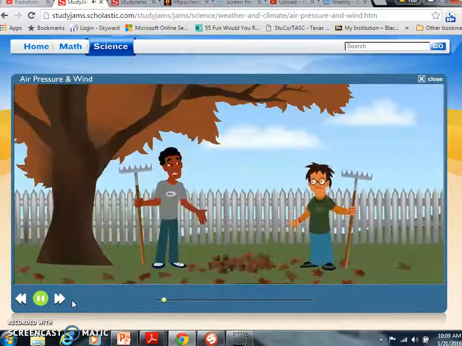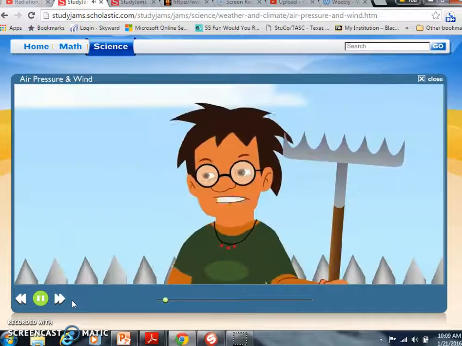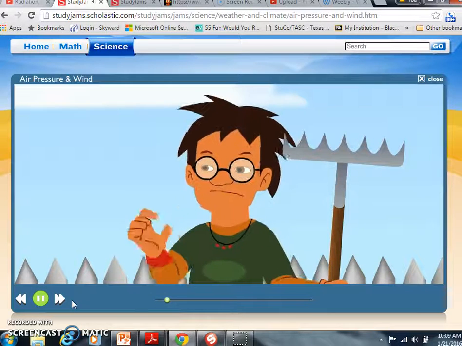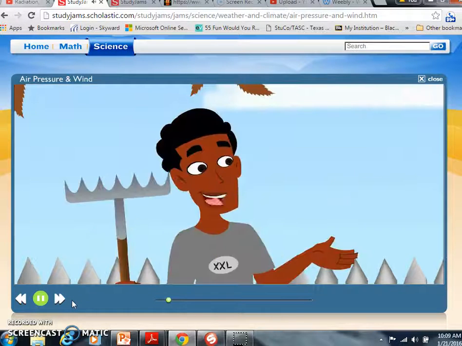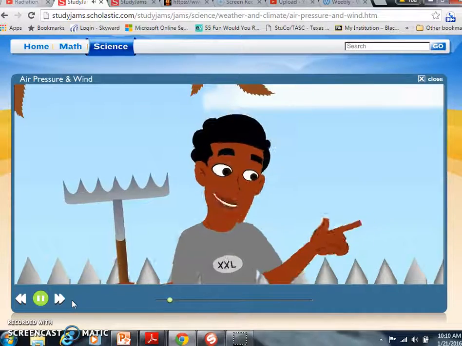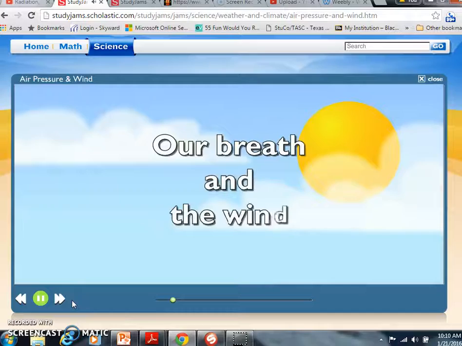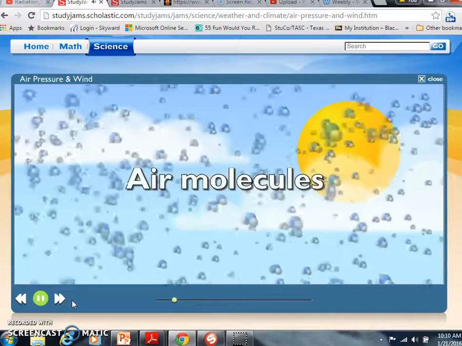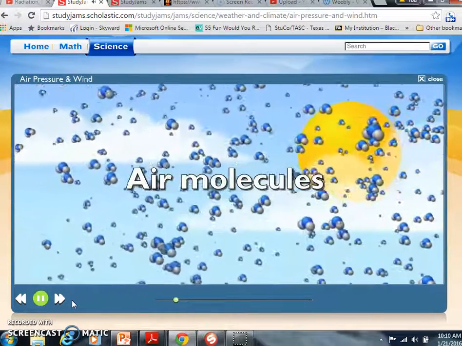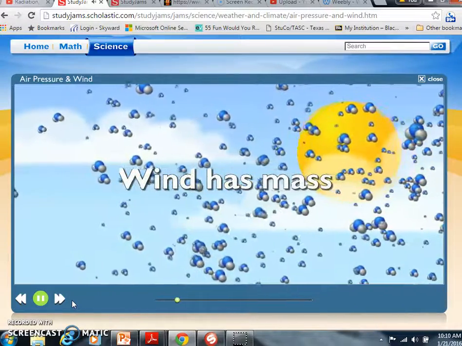Oh, whoa! That huge gust came out of nowhere. How come wind is so powerful? You can't even see it. Bad breath is invisible too, but it's pretty powerful. Oh, gross. Our breath and the wind are made up of the same thing. Air molecules invisibly floating in space. That's what gives wind its mass or substance.